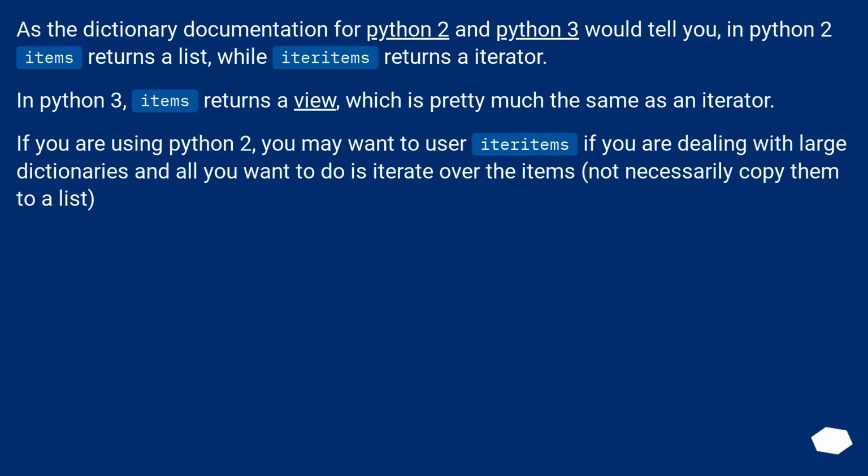As the dictionary documentation for Python 2 and Python 3 would tell you, in Python 2 items returns a list, while iteritems returns an iterator. In Python 3, items returns a view, which is pretty much the same as an iterator. If you are using Python 2, you may want to use iteritems if you are dealing with large dictionaries and all you want to do is iterate over the items, not necessarily copy them to a list.